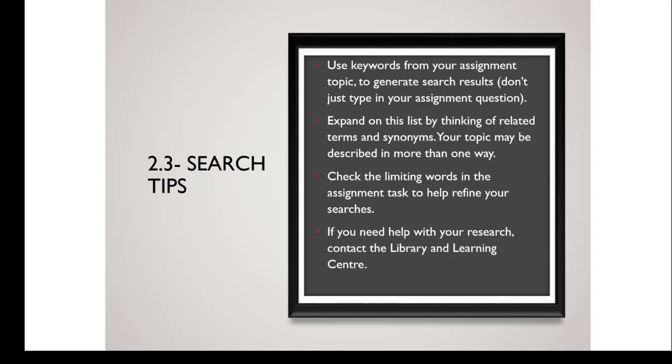Don't just type in your assignment question. Expand on the list by thinking of related terms and synonyms. Sometimes if you research causes of war, maybe you will not have a lot. But if you say the reasons why war occurs, now you've changed causes to a synonym, which is reasons for something happening. Maybe you can get more. So that is what this tip is saying. You want to use synonyms, other words that mean the same thing.